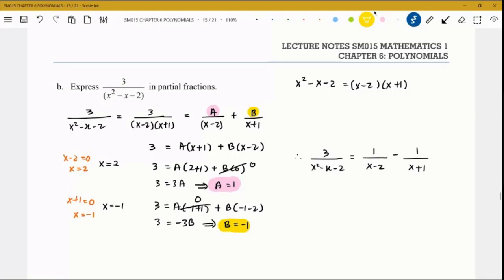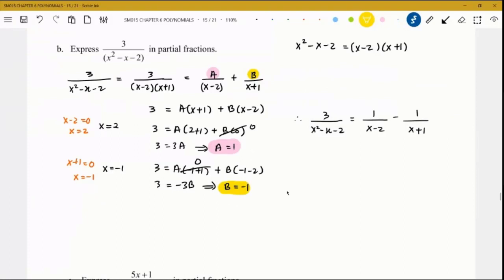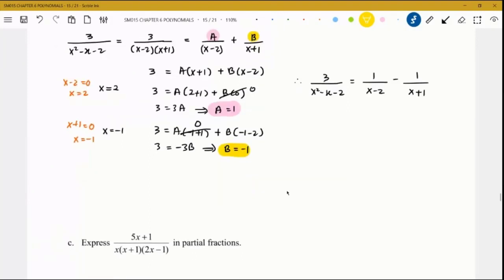Okay, itu adalah part B. Okay. The next one, we upgrade more. Kita upgrade sikit, di mana kita ada 3 linear factors yang berbeza, which is we have 5x over x, x plus 1 and 2x minus 1.